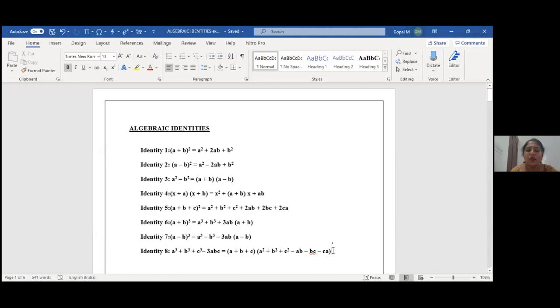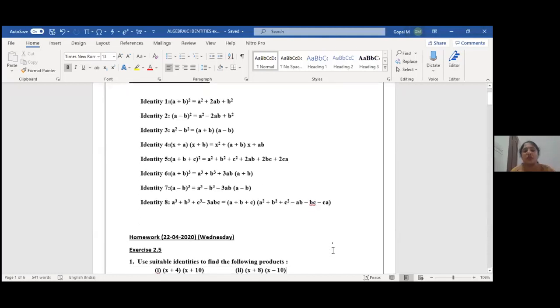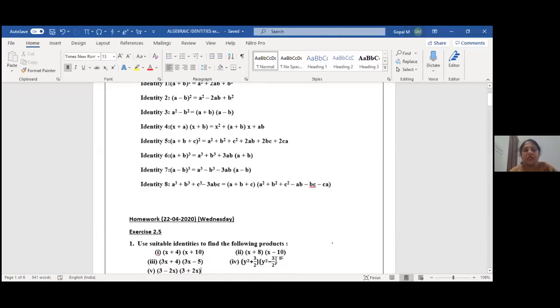So now I'll discuss yesterday's homework. Yesterday's homework is completely based on... they did not give any question on (a plus b) whole square or (a minus b) whole square. They gave one question based on a square minus b square, (a plus b) into (a minus b). Then the remaining questions they gave based on (x plus a) into (x plus b). Am I clear, children?